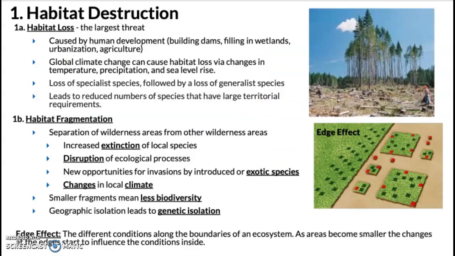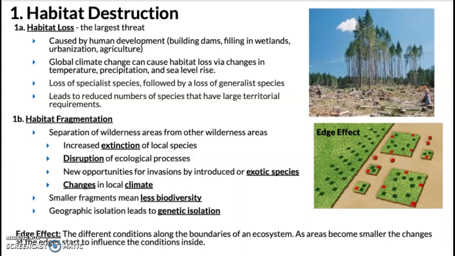The H stands for habitat destruction. This includes habitat loss, which is the largest threat to biodiversity. This is caused by human development as we build dams or fill in wetlands to build upon. Urbanization also causes habitat loss as we expand our cities into the more natural environments, and then agriculture, as well as our population increases, we have an increased need for farmland.